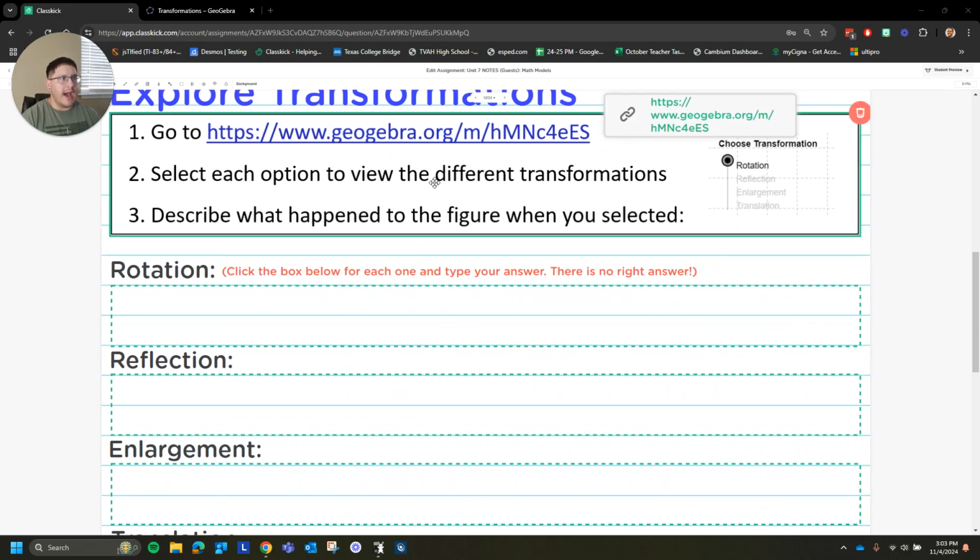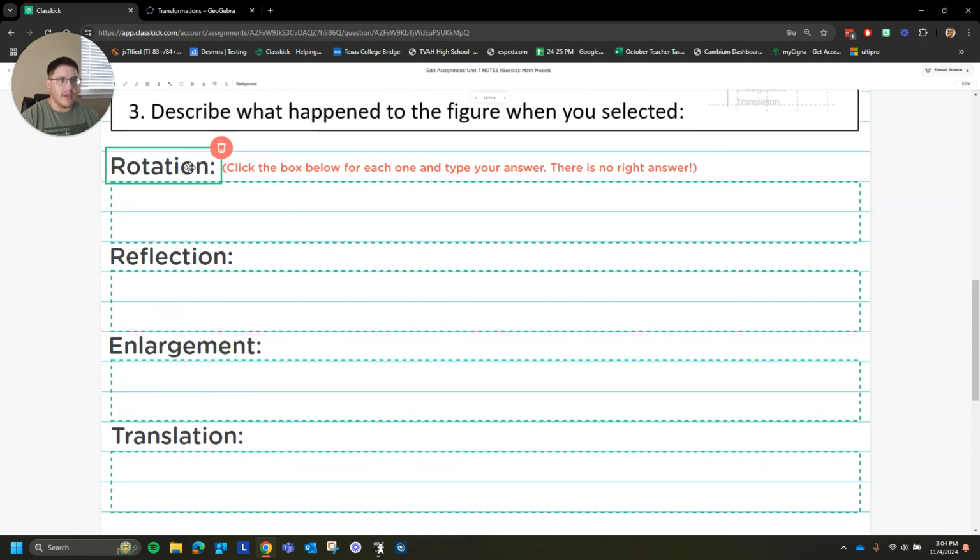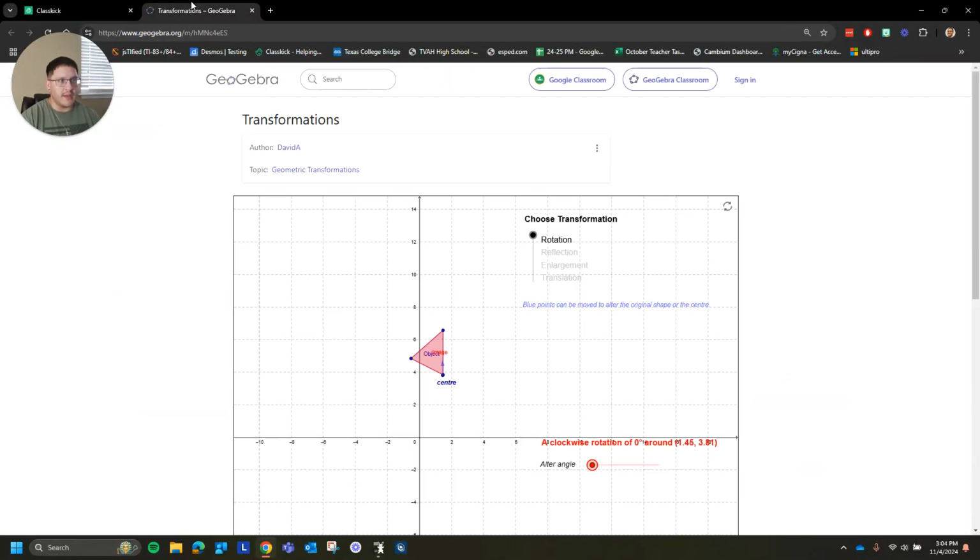Exploring transformations. I have a website that I would like for y'all to go to. It's linked right there in the notes. If you have access to the ClassKick notes, just simply log in and then click on the link that's right on page 17. Or you can type it out from what you see right there on step 1. Go to geogebra.org and then enter the rest. Select each option to view the different transformations and then describe what happened to the figure when you selected rotation, reflection, enlargement, and translation. So when you go to this website, this is what it will look like.